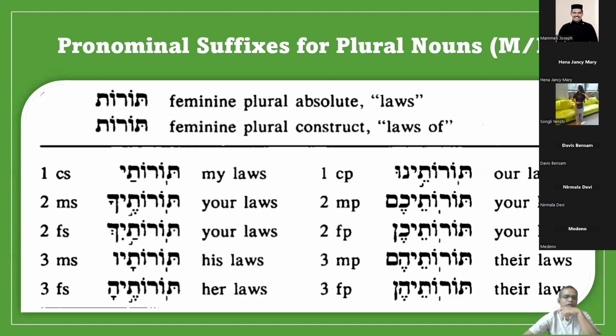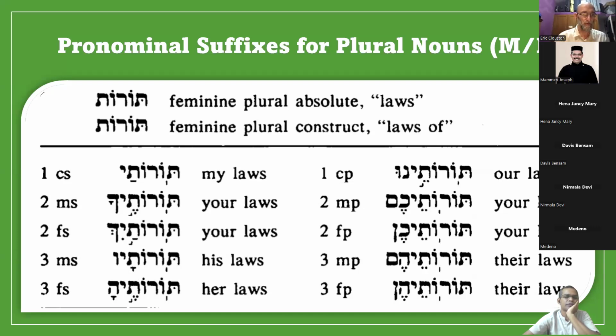Can you add the pronominal suffixes to Susot? Susot is the feminine plural form of Susa, meaning mares. Okay, Susot. Would you like to try Susot? What will be the pronominal suffixes for Susot? It is very easy. It is Torot. In the place of Torot, you are going to place Susot.